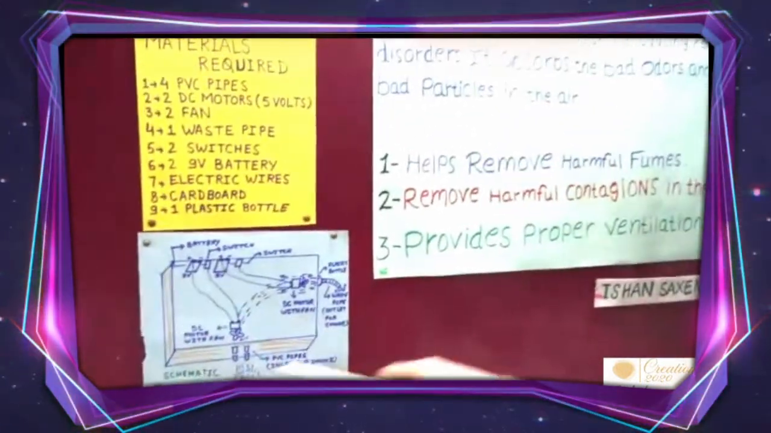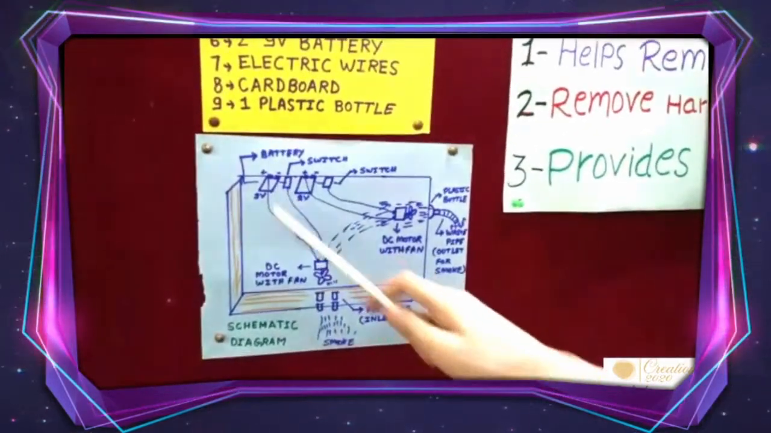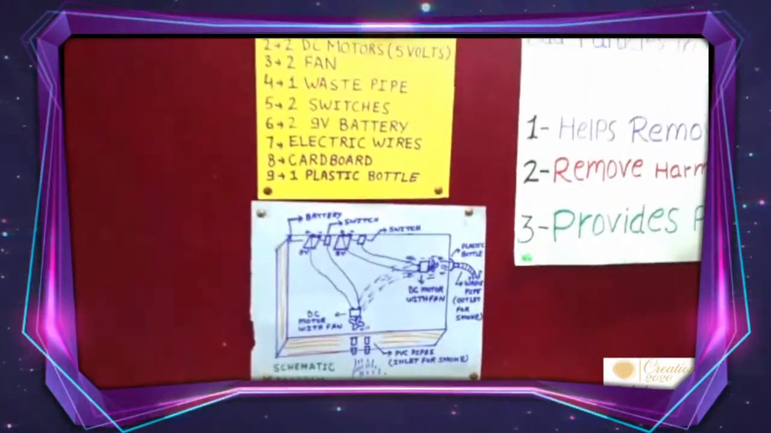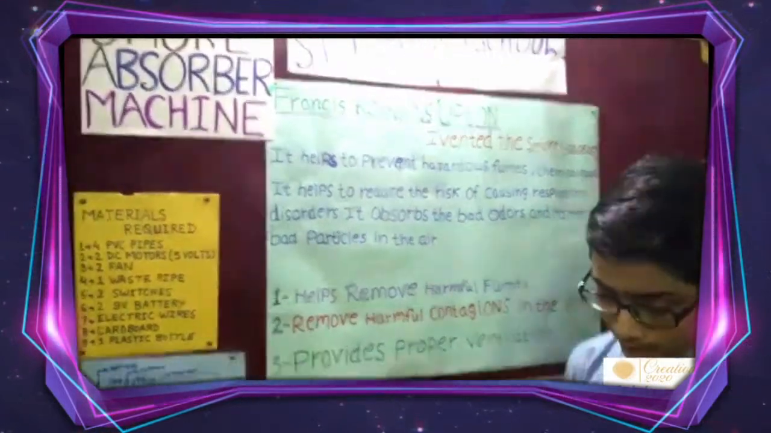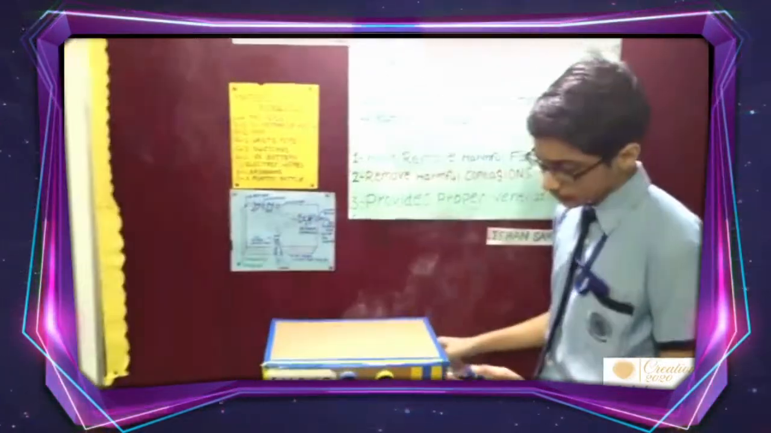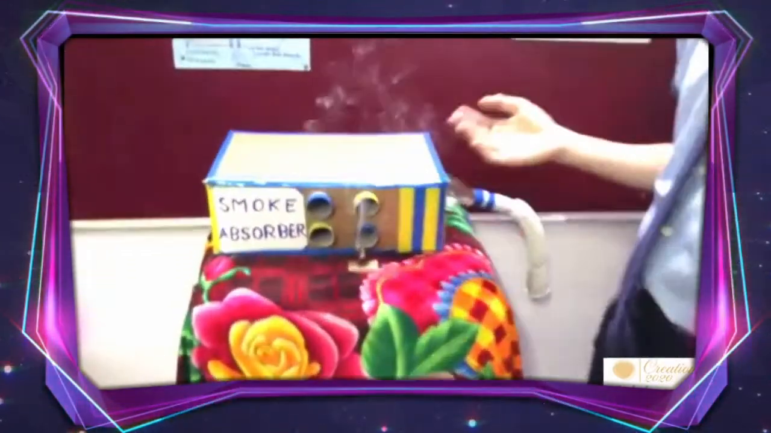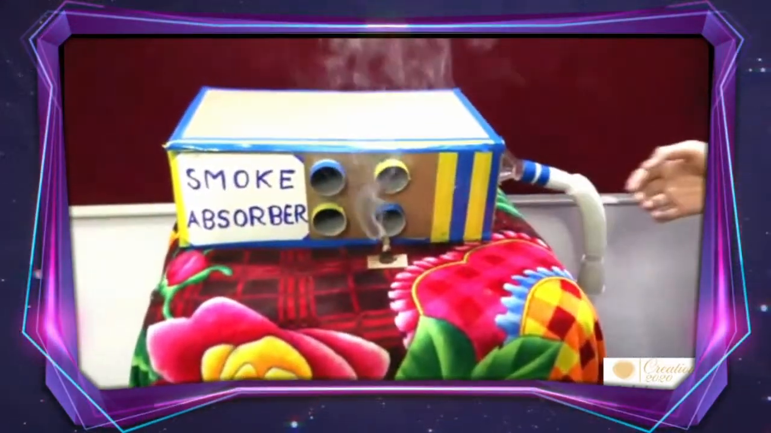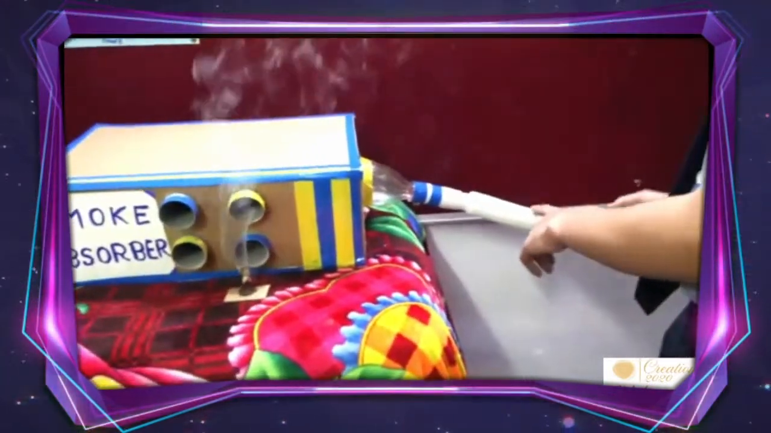And here is the schematic diagram. In this there are 2 DC motors and the whole circuit is connected in a series combination. So now I am showing you my machine. This is my machine, and now it will remove the smoke which is produced by this dhoop batti, and the smoke will go outside through this waste pipe.